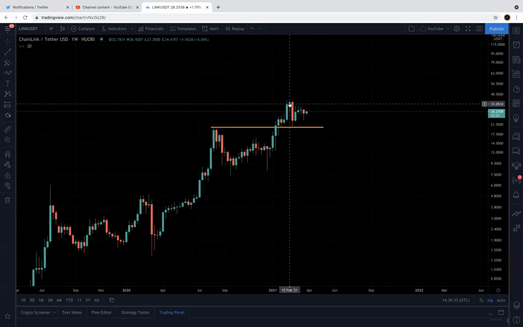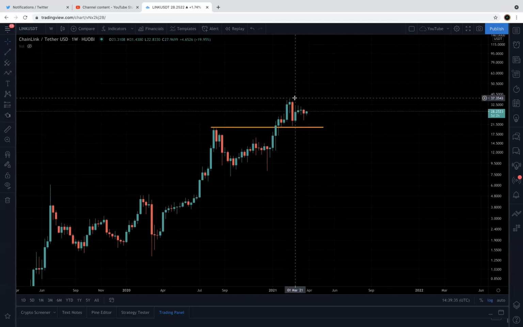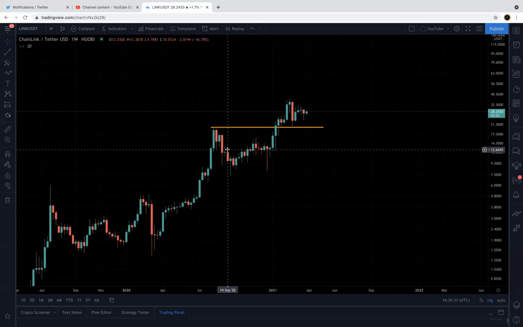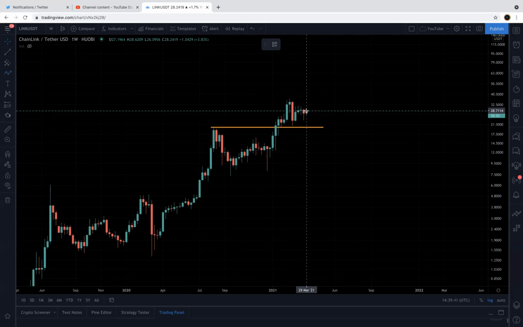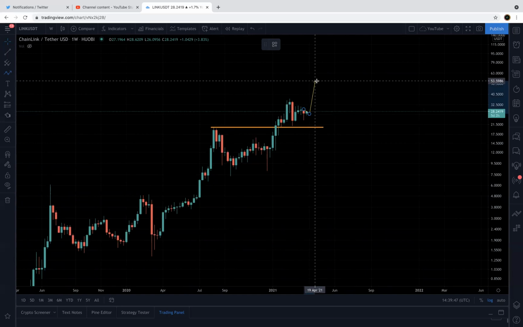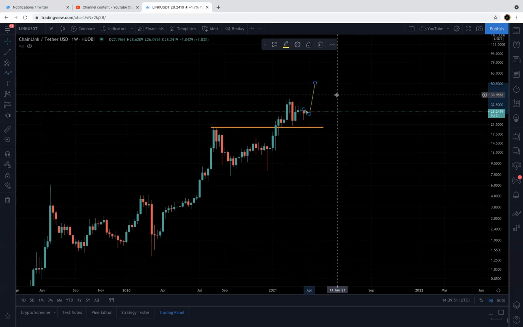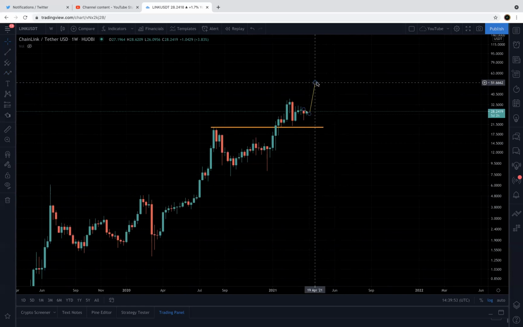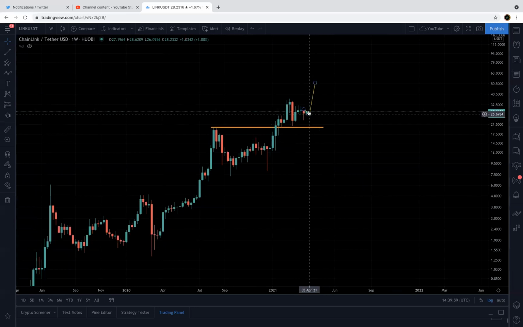Now what you see here is consolidation again, a tiny one. Not this, this is a bigger one. This is a tiny one. And the way I see it, it is moving in this way, right? So now it's heading up. I look for 50 as an immediate target, and then we should have a checkpoint and see how it looks after that.